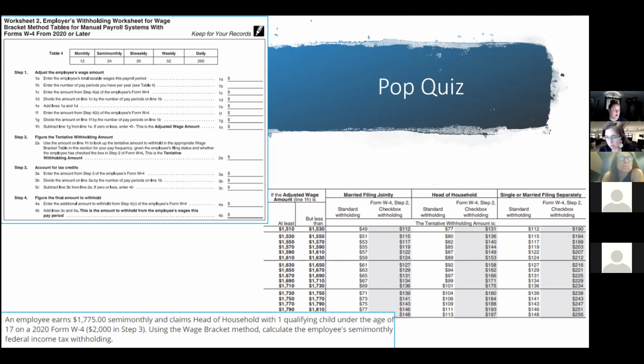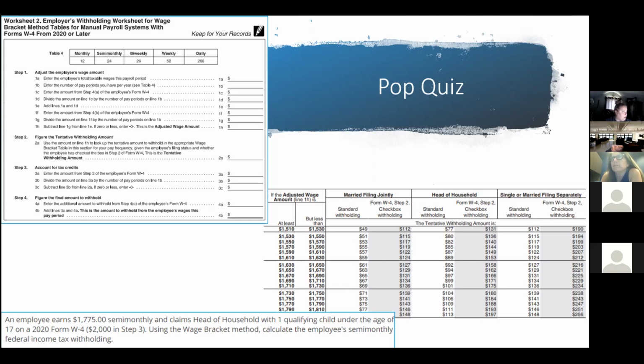Okay. So step 1, up in this worksheet 2 that I have in the upper left-hand corner, is we're going to enter the total taxable wages for the pay period. So 1,775. 1B, we're going to enter the number of pay periods per year. So they say he gets paid semi-monthly. So that means we're going to put 24 on line 1B. Line 1C, we are going to multiply 4A, sorry, 4A from the employee's W-4. He didn't have anything on 4A. So we're going to keep that as 0.